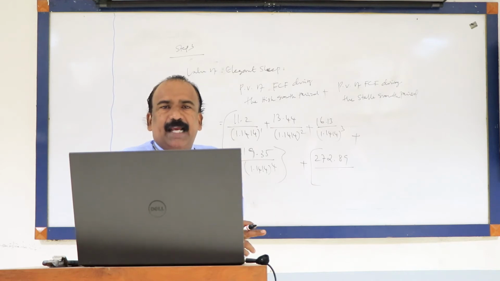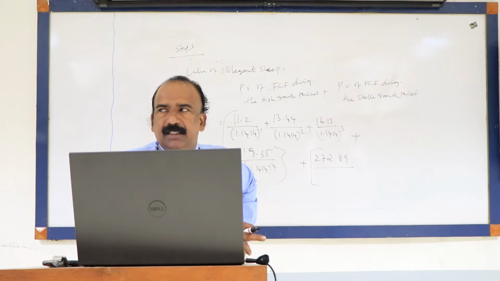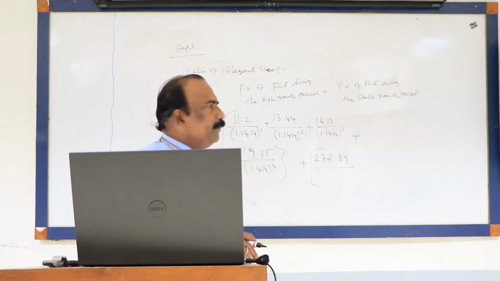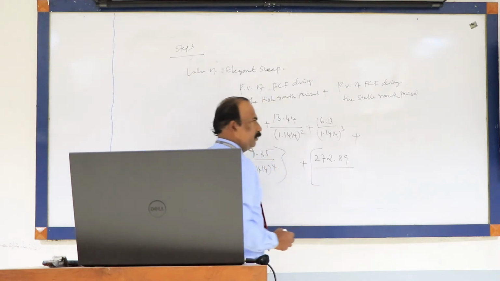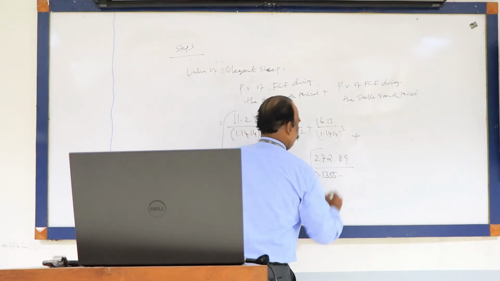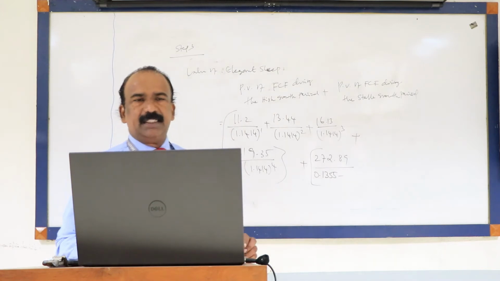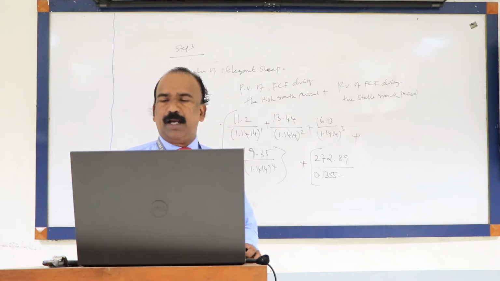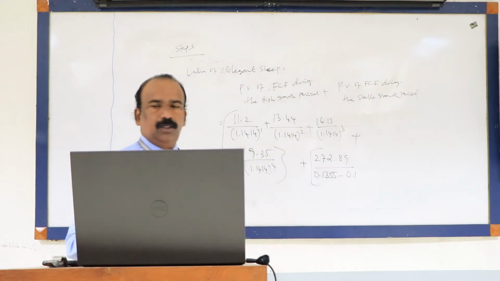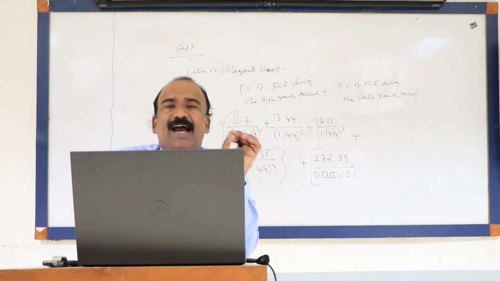272.89 is the future cash flow for the fifth year, divided by WACC minus G. What is the WACC for the high stable growth period? It is 13.55, that is 13.55 divided by 100, which is 0.1355, minus G. G, the growth rate, is 0.1. So this is called the continuing value.